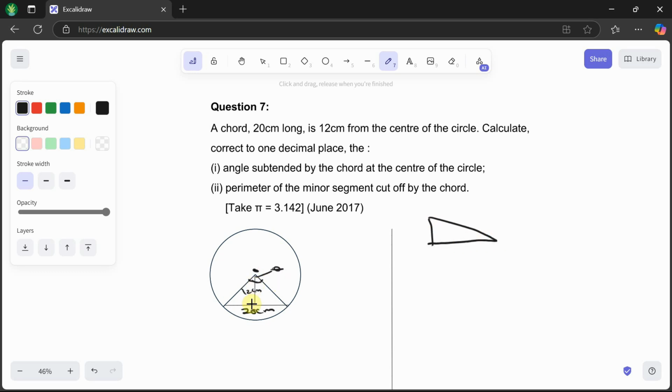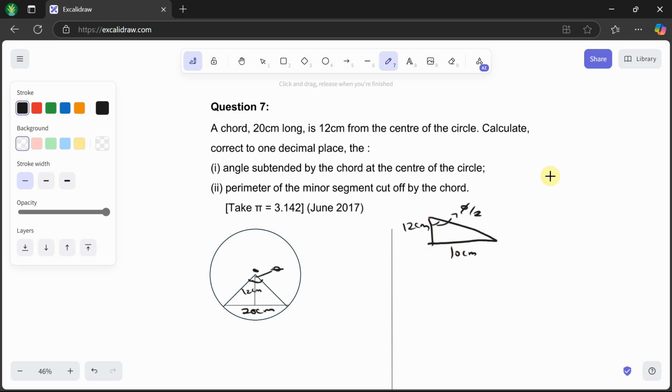Remember, this line is bisecting the line into 2, and it's also bisecting this angle into 2 equal halves. So if this angle here will be theta over 2, this side here will be half, which is 10 centimeter, and this height here is 12 centimeter. So this is opposite and this is adjacent.